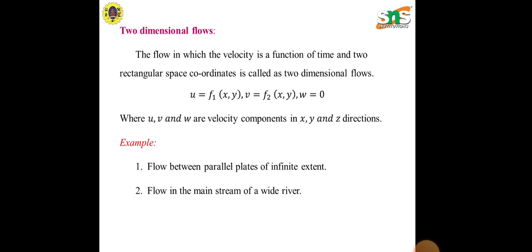Two-dimensional flow. The flow in which the velocity is a function of time and two rectangular space coordinates is called two-dimensional flow. So that is nothing but u is equal to f1(x, y), v is equal to f2(x, y), and w is equal to 0, where u, v and w are velocity components in x, y and z directions respectively.